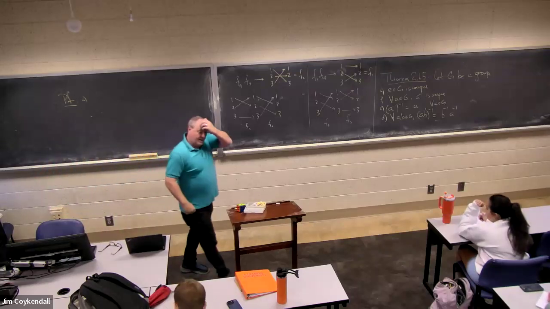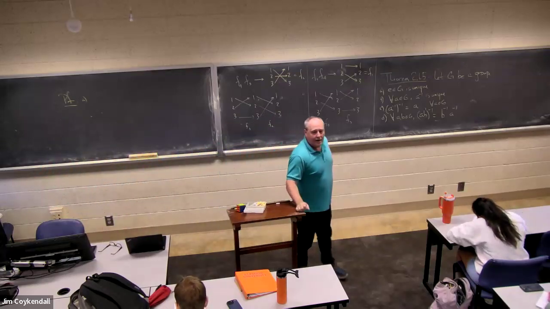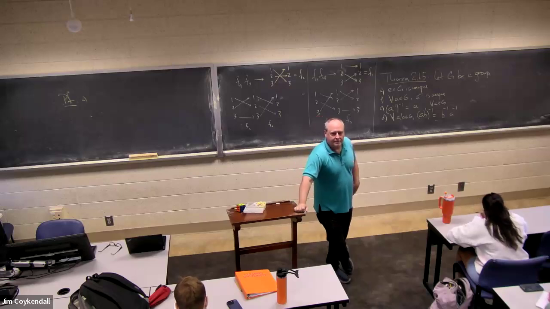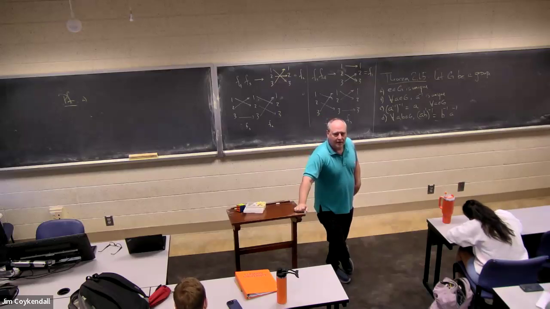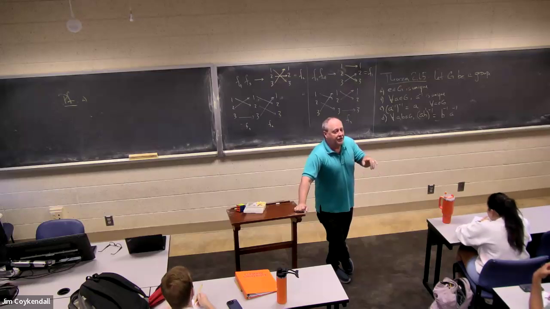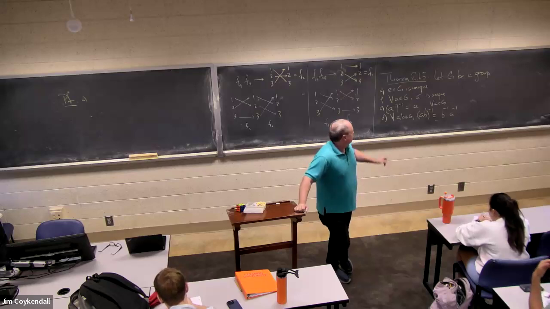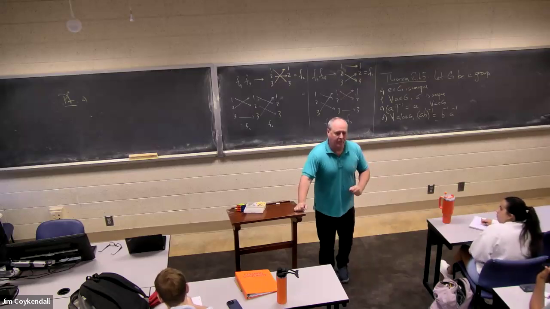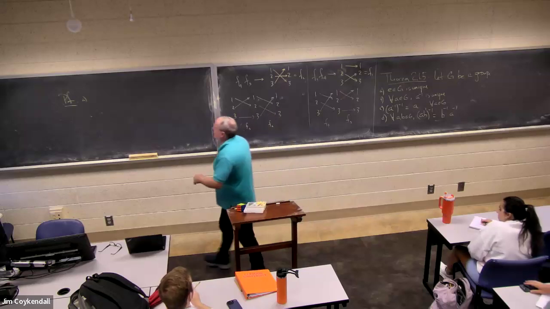Is the unique inverse part of the definition of a group or is it a result? It's a result. The group assumption is that the inverse exists. The theorem says, hey, there's only one. You don't assume it exists. You get that kind of free.